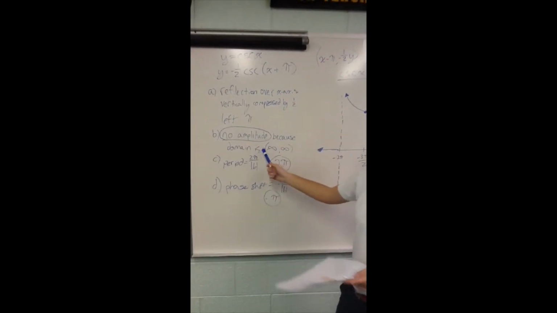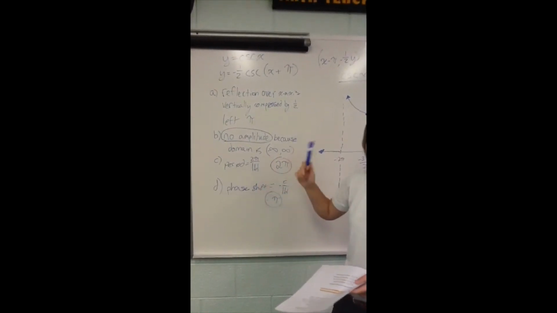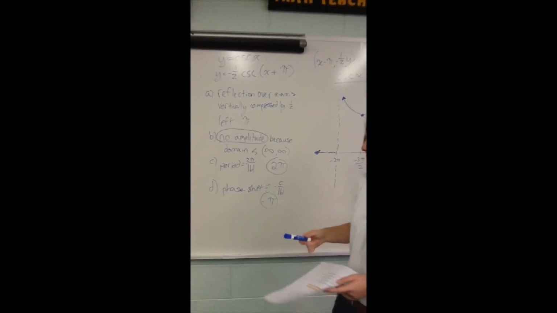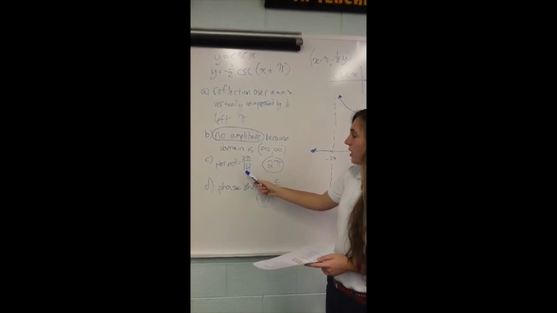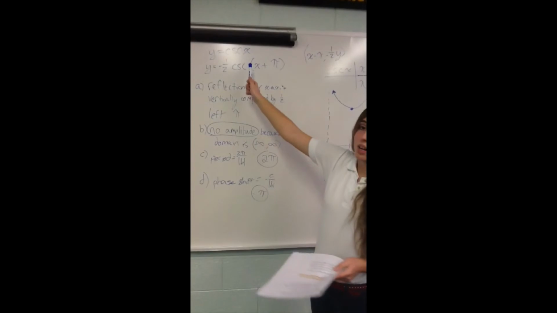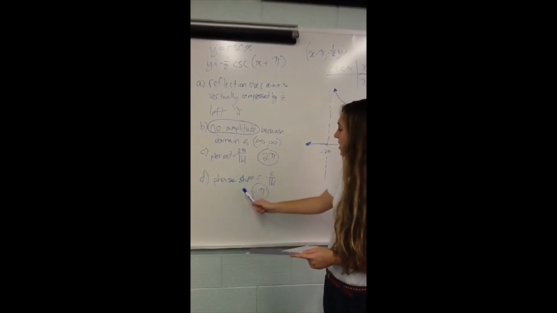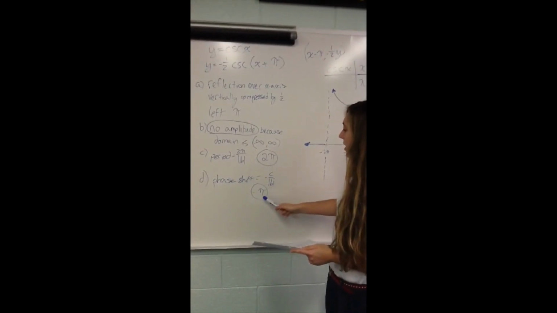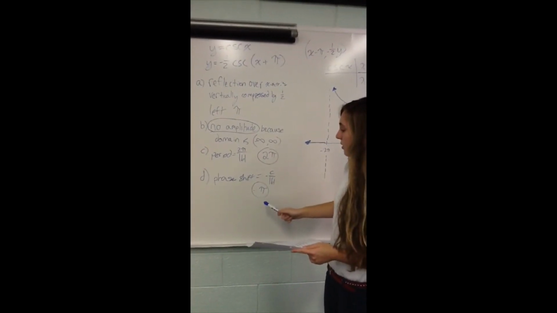There's no amplitude because the range is all real numbers, so there is no minimum or maximum, so there can't be an amplitude. The period, the equation is 2 pi over absolute value of b, and as b is 1, that makes the period 2 pi. And the phase shift, the equation is negative c over absolute value of b, so that would be negative pi over 1. So it's negative pi.